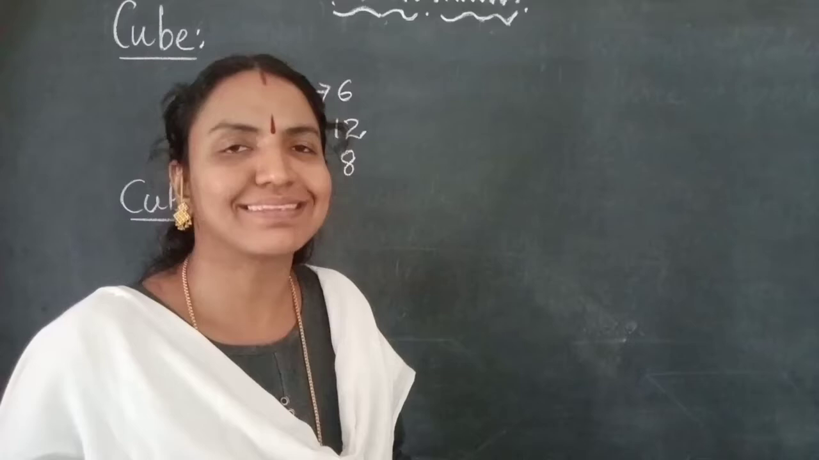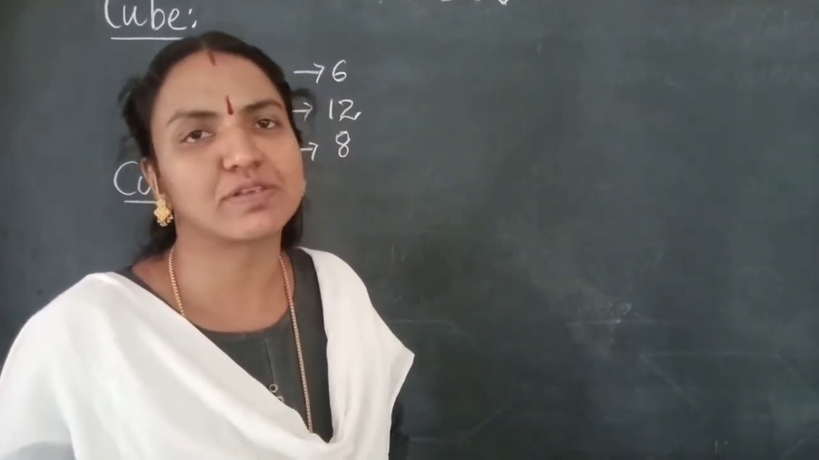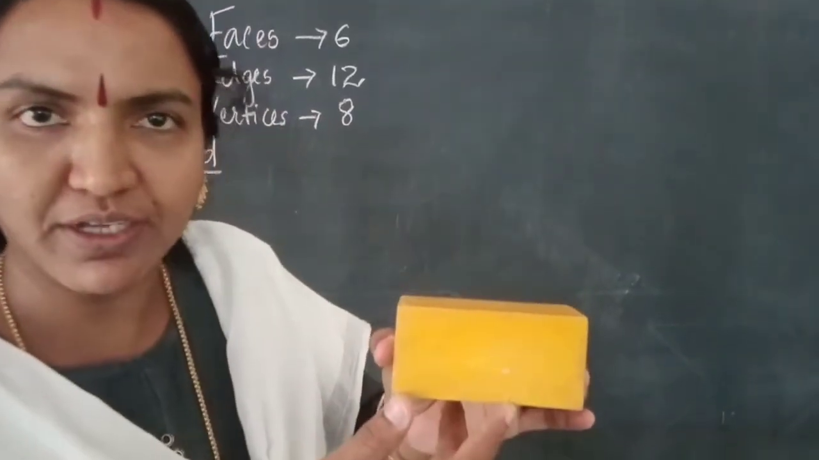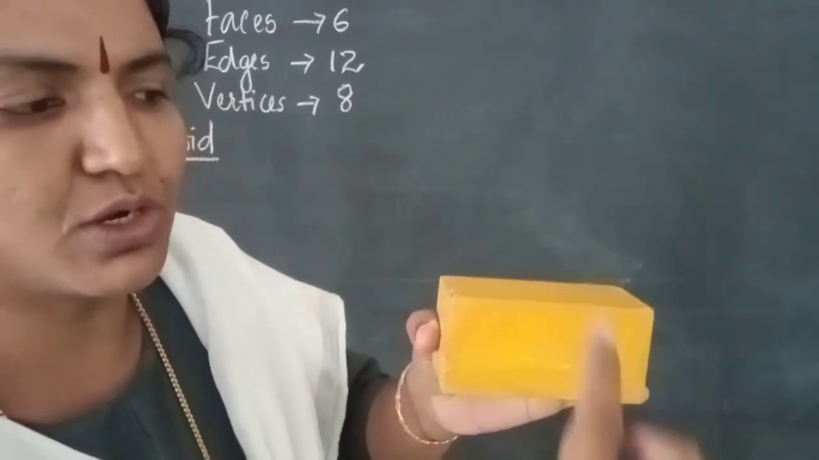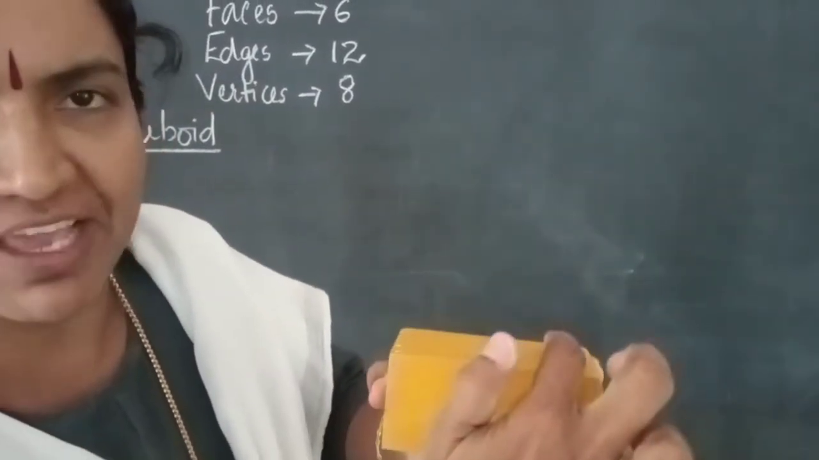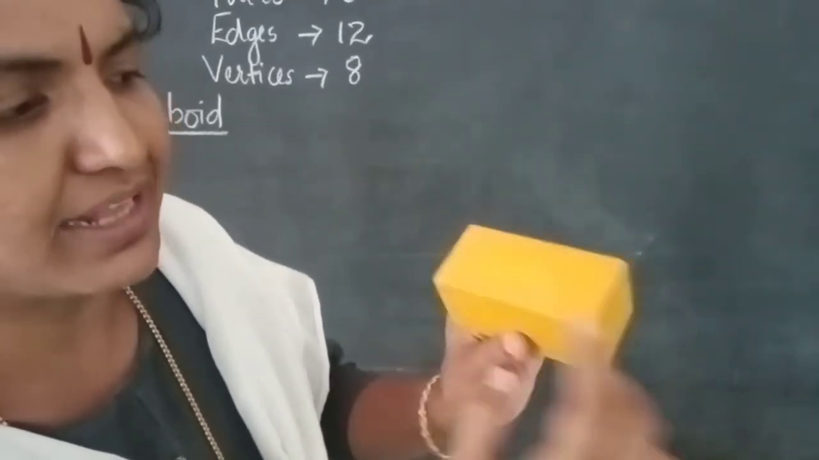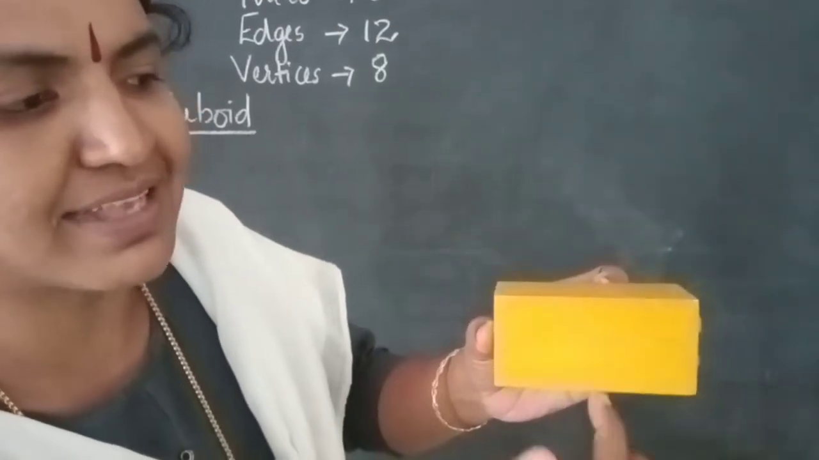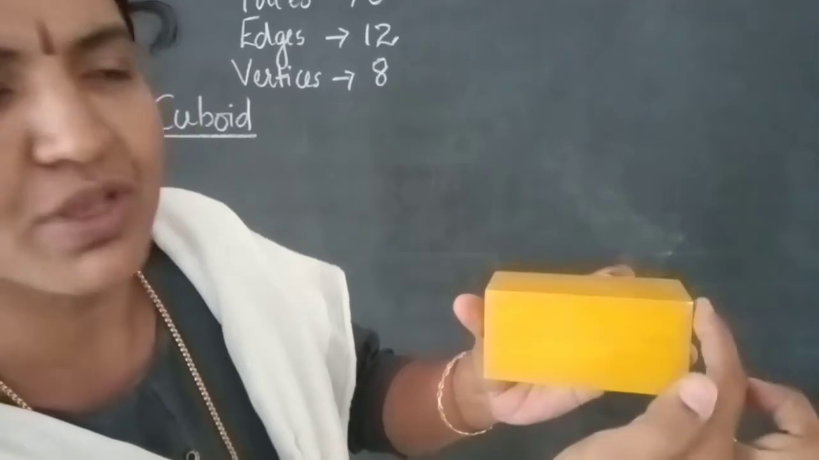Next one is cuboid. A cuboid has 6 rectangular faces. Here 4 rectangular faces and 2 square faces. This is a cuboid. Here 4 rectangular faces, 1, 2, 3 and 4, and 2 square faces. This is 1 square face, this is another square face.